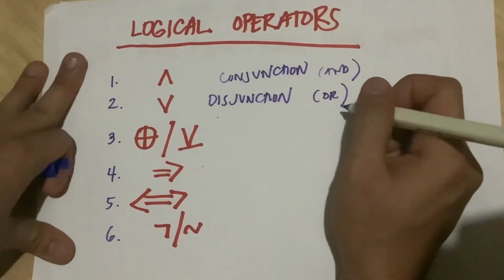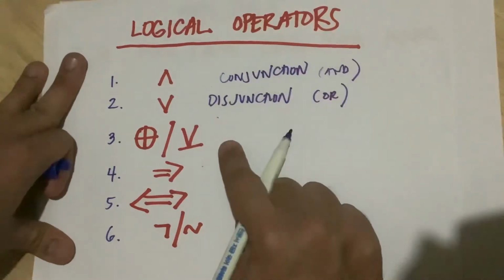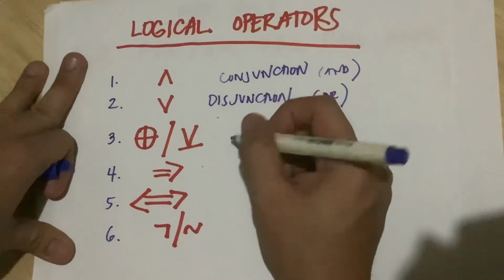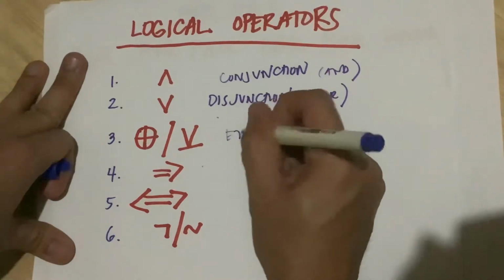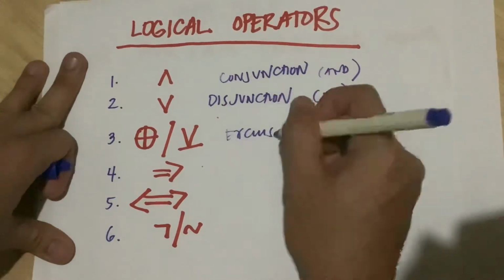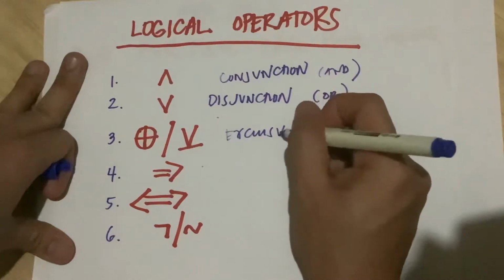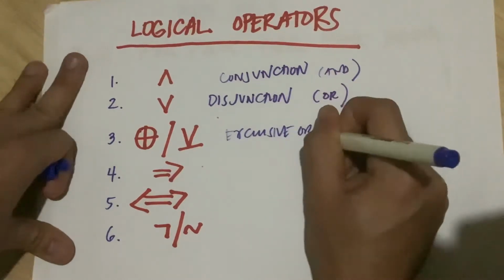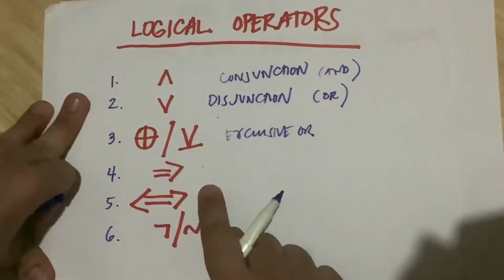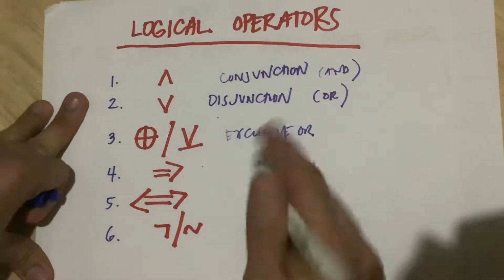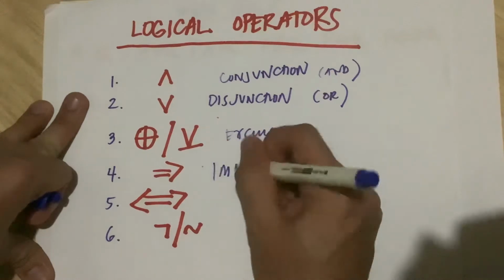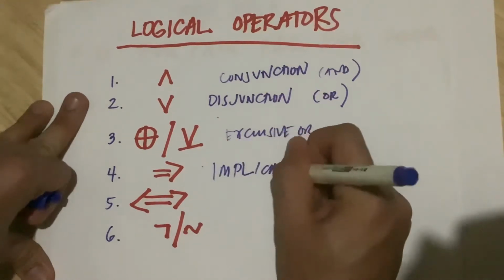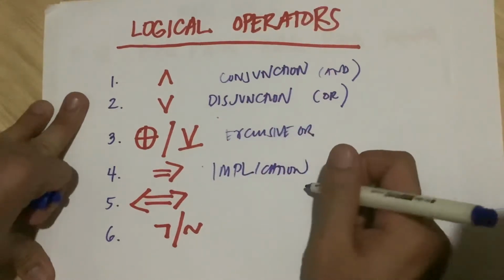Okay? Let's have number 3. So, we also have the exclusive or. Okay? Then, we also have number 4, the implication or implies.